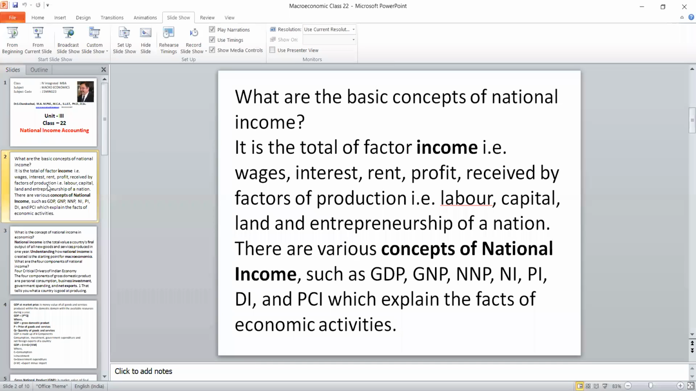The first possible Section A question is: what are the basic concepts of national income accounting, or what are the elements of national income accounting? If they ask, you should write these 7. First of all, you should say what national income is. There are 2 possible national incomes: one is at factor cost, another is at market price. So it is a total of factor income.